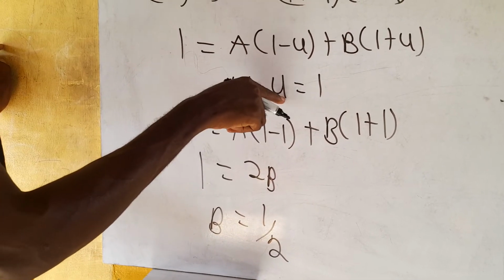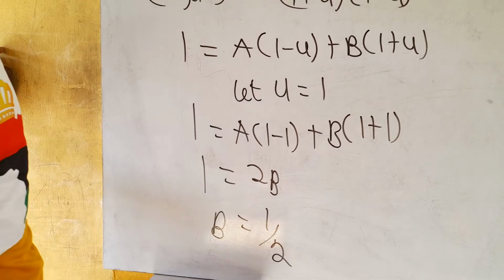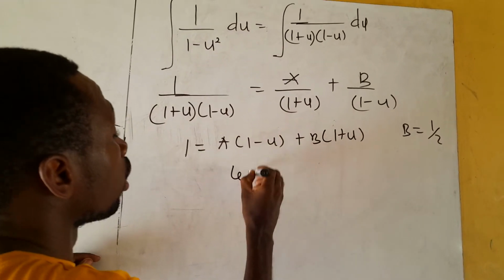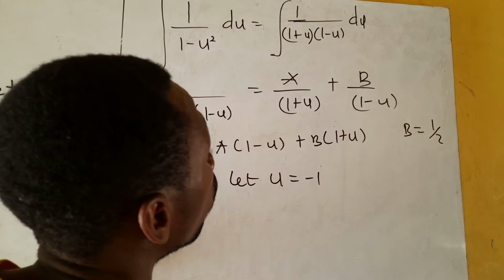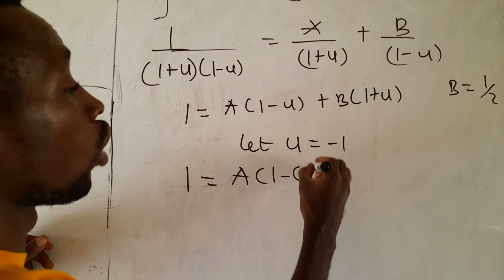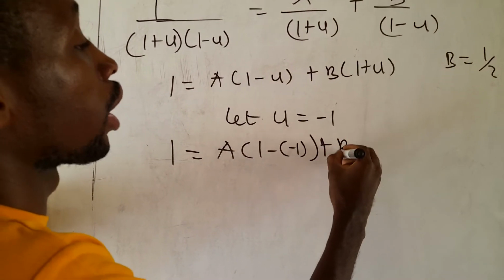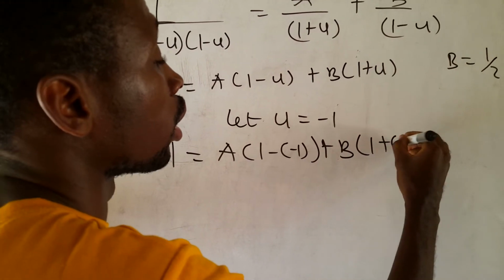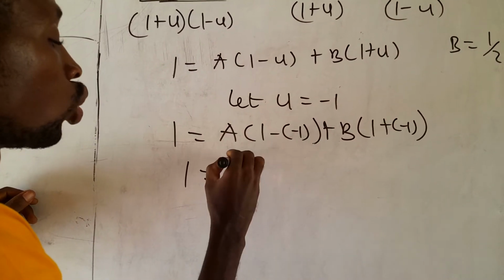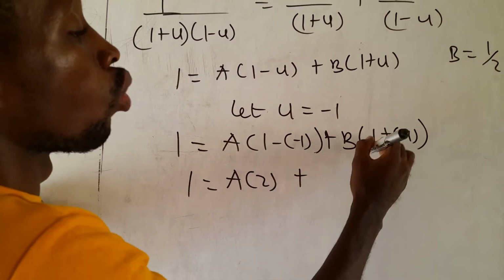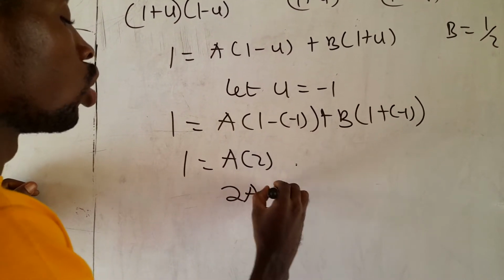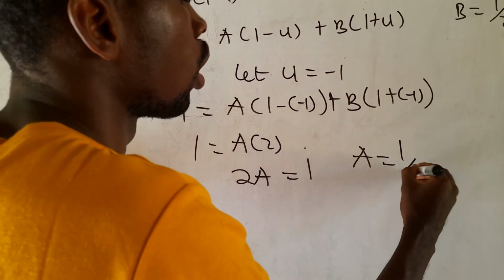Now we substitute u equal to -1 and find our a. So we found b to be half. Now we let u be equal to -1 to find a. So 1 will be equal to a(1 minus -1) plus b(1 plus -1). 1 minus -1 will be 2, so a times 2. Then 1 plus -1 will be 0, so the whole of that will be 0. So we have 2a equal to 1. a will be equal to half.